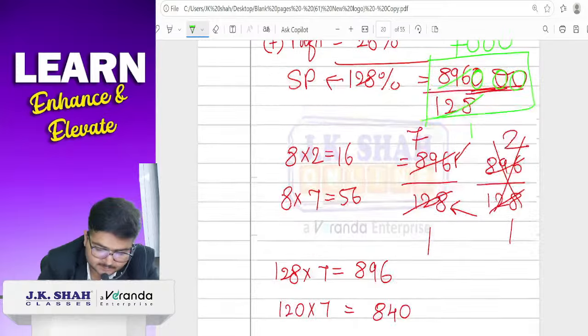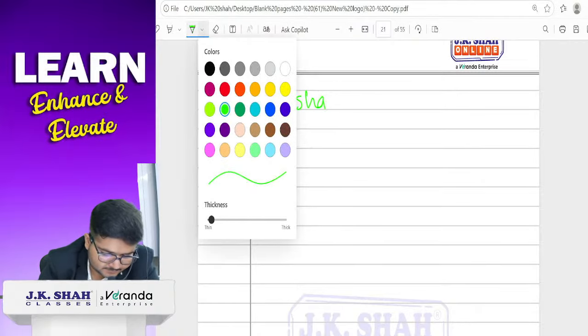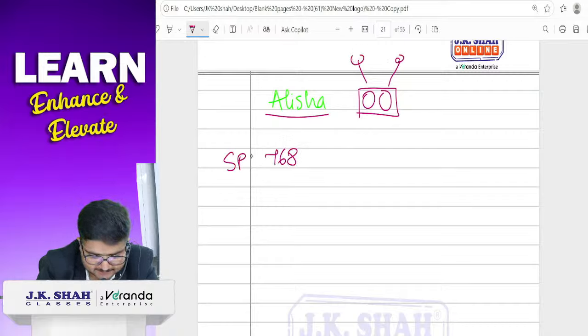That means what they are trying to tell you simply is, there is a girl Alicia. I'll take pink color. I hope this is pink, I don't know. Now Alicia sold this radio for 768. So the selling price is given, 768. But when she sold this radio for 768, she incurred a loss of 20%.